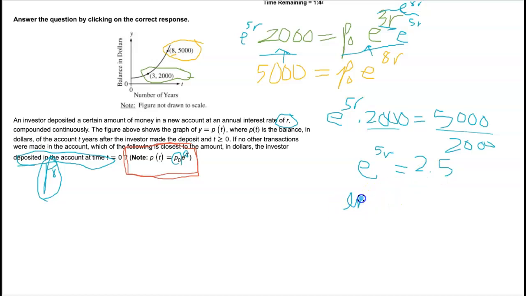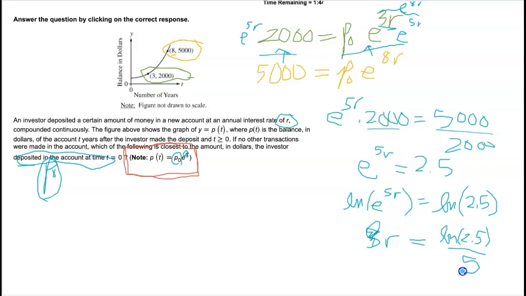Take the natural log of both sides. I'm going to write it out even though I shouldn't. The natural log of the exponential, you should know it cancels out. ln of 2.5, okay, that's calculator work. It's just an ugly number, right? And that's just 5r. Right? So, I'll do this the fast way. I'll divide by 5.